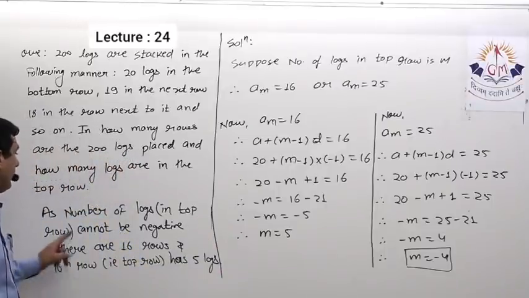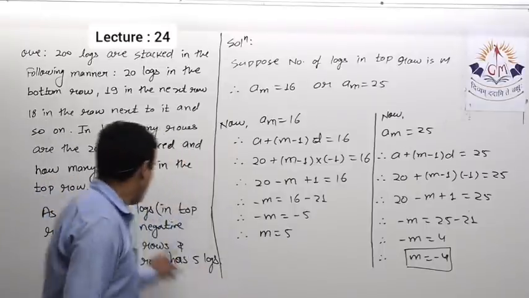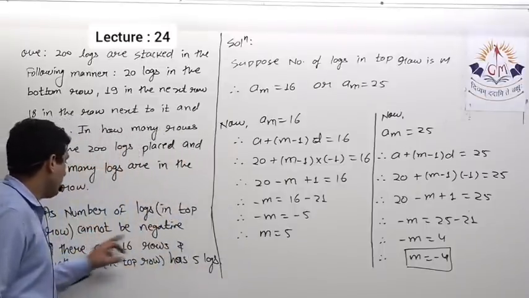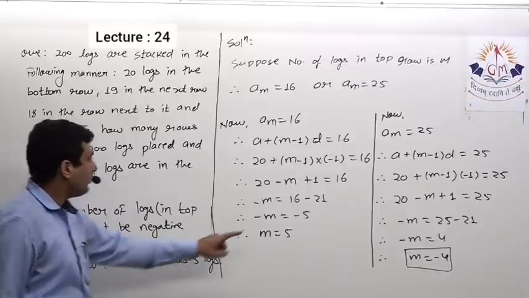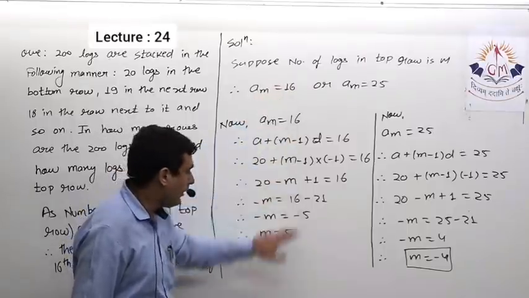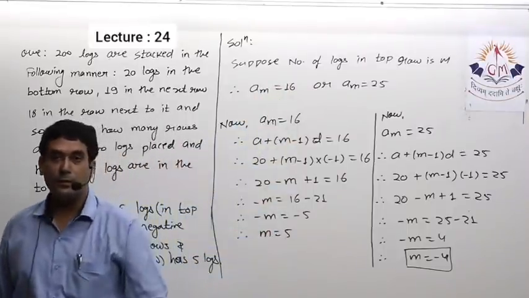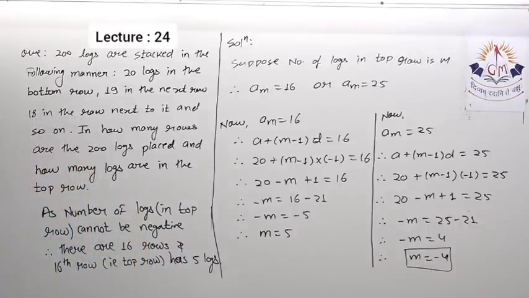Okay, so as the number of logs cannot be negative, whether it is in the top row or not, that's why I wrote it in brackets. The number of logs cannot be negative, therefore there are 16 rows, as well as the number of logs in the top row is 5. So please note it down and then we'll see the next question.